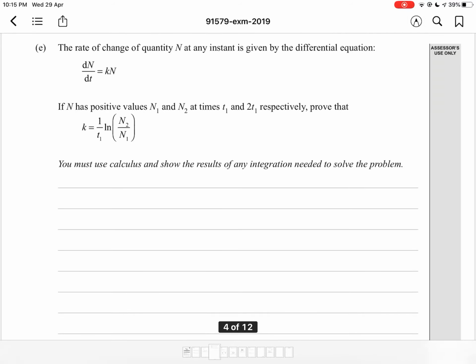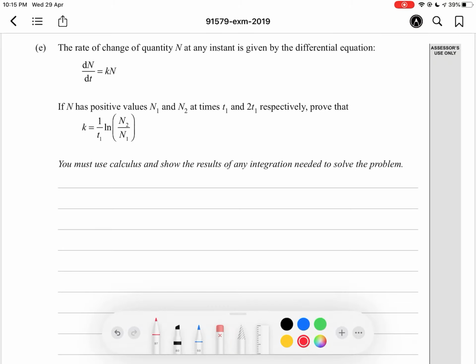Right. The rate of change of quantity n at any rate is given by the differential equation dn over dt equals kn. If n has positive values n1 and n2 at times t1 and 2t1 respectively, prove that k equals 1 over t1 ln of n2 over n1.